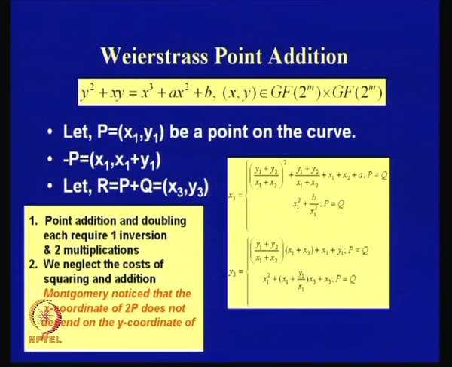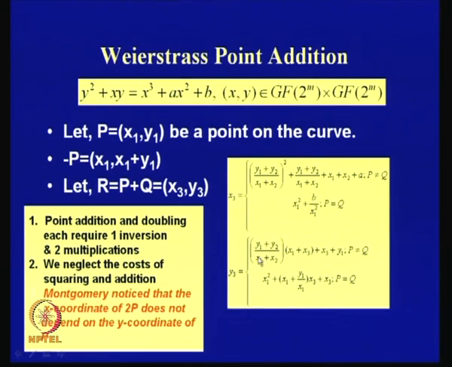We neglect the costs of squaring and addition, and we also neglect the cost of multiplying with constants. Like here you have multiplied with b, which is neglected. If b is a pre-known, fixed value for the curve, then you can actually develop an architecture which is devoid of multiplication.